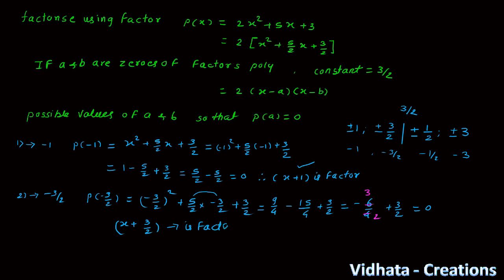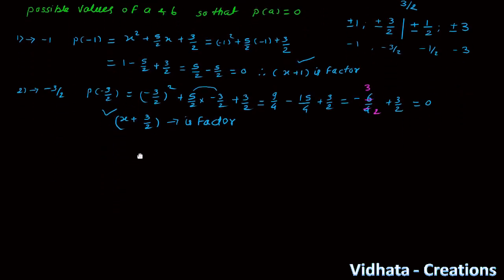Okay, like this you can check it out. So here you got that this is also a factor of the given polynomial. Now let us see for the next value. Here we took minus 3 by 2. Let us check out for minus 1 by 2.